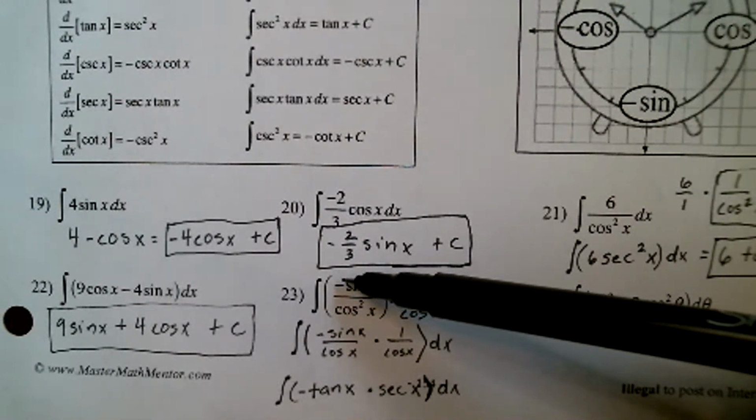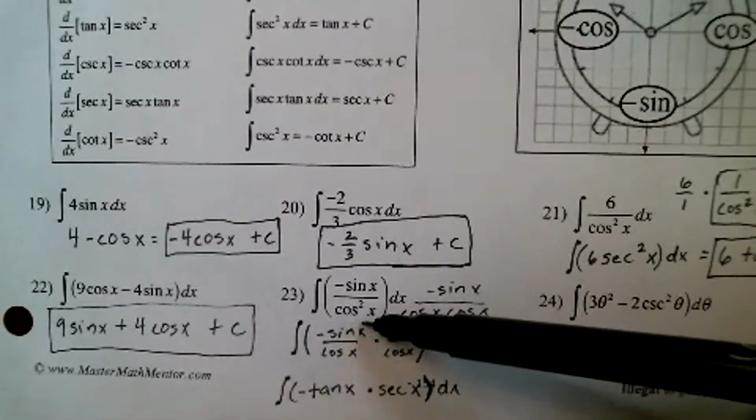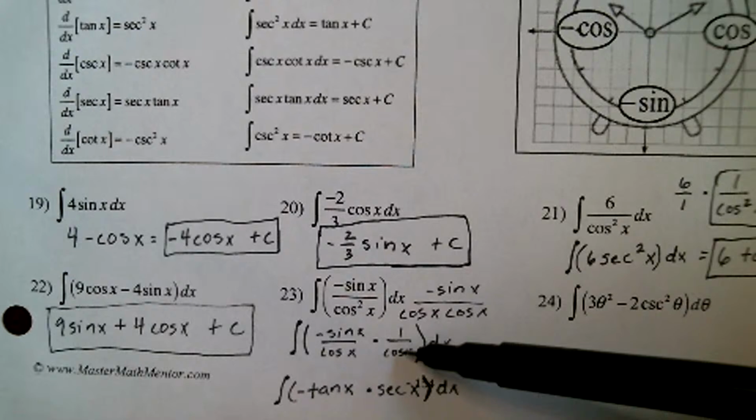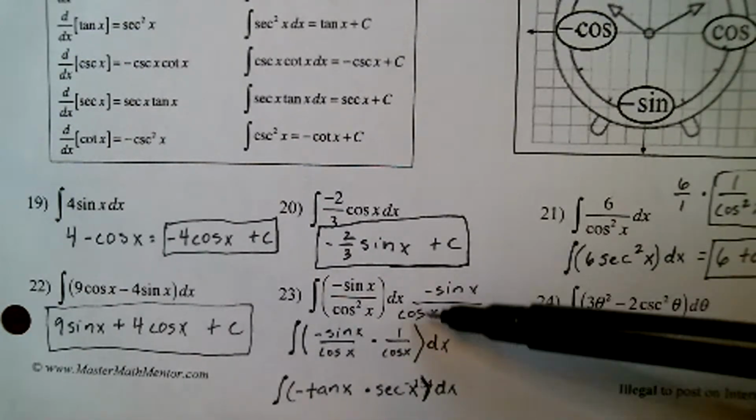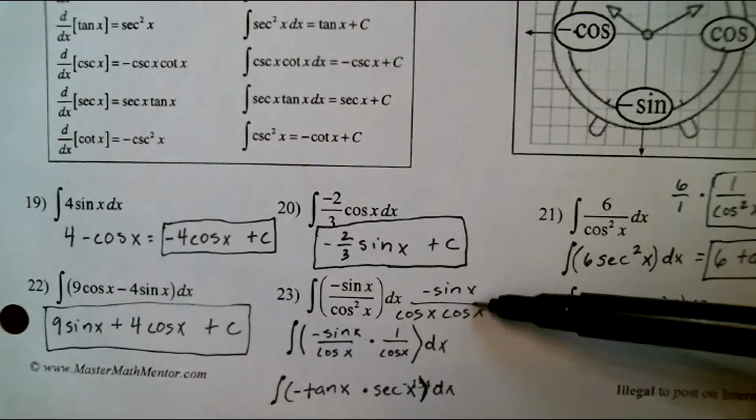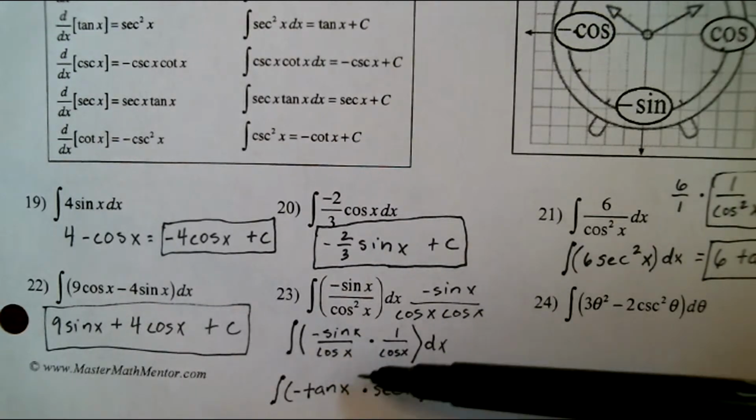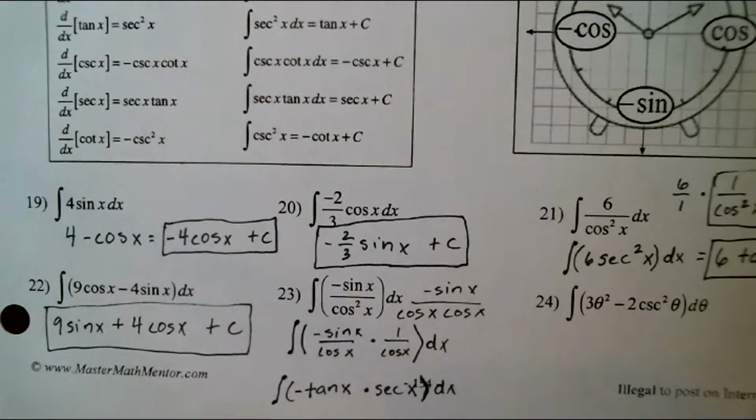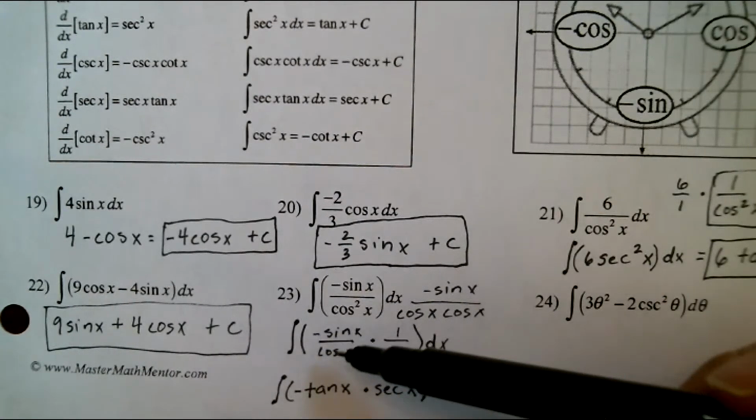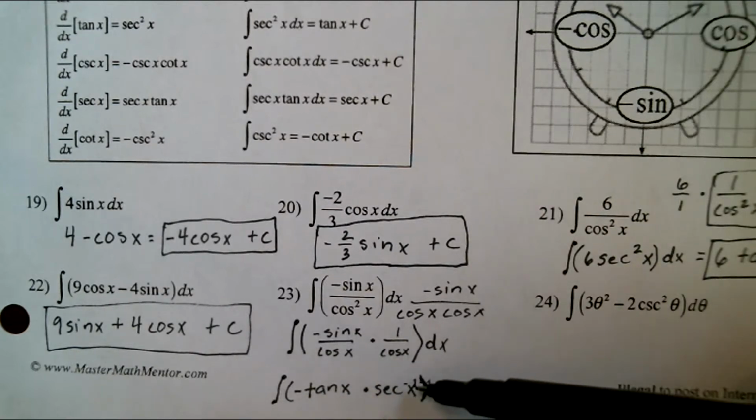I don't know where I was in that, but basically I can read, some of you probably followed along. Negative sine x, I can rewrite that as negative sine x over cosine x times 1 over cosine x, because this is negative sine x over cosine x times cosine x. So I can basically split it up in order to simplify it a little bit better. Okay? So negative sine x over cosine x is negative tangent x, and 1 over cosine x is secant x.